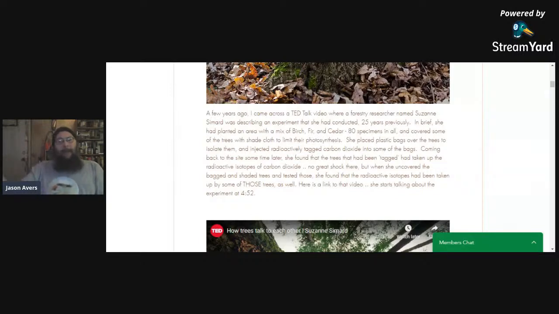Then she went to some of the bagged and shaded trees that were nearby and tested those. And she found that the radioactive isotopes had also been taken up by those trees as well.